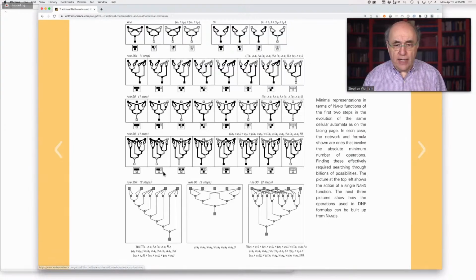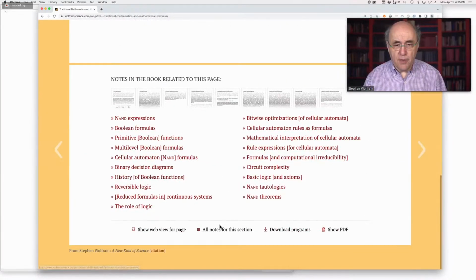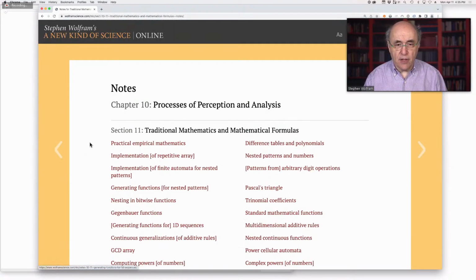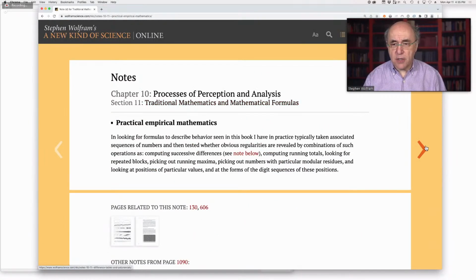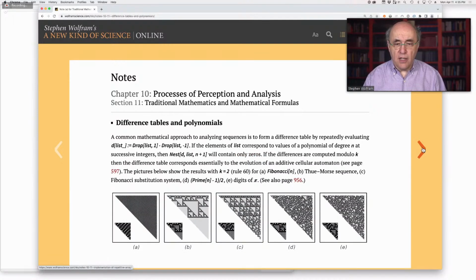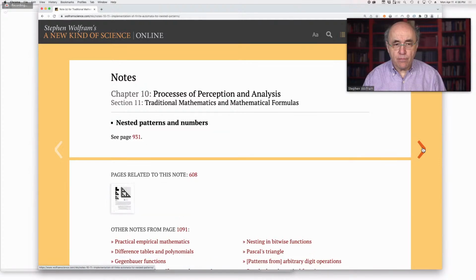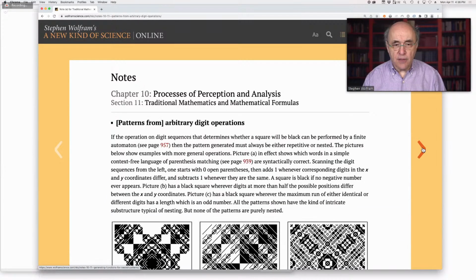Okay, let's take a look at some of the notes for this section. I think there are lots of notes. Oh boy, I'm not going to talk about all of these. I talk about empirical mathematics. I talk about difference tables, and let's click through a bunch of these.